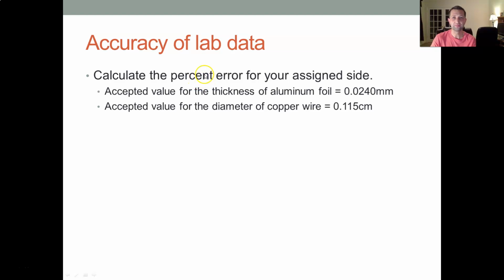Whatever you did for the precision data, where you had to find the average deviation, if you were the copper group or the aluminum group, you'll do the same thing here. So calculate the percent error for your assigned set of data. The accepted value for the thickness of aluminum foil is 0.0240 millimeters, and the accepted value for the diameter of the copper wire that we used in the lab is 0.115 centimeters. So take a minute and use these accepted values. This accuracy is a little bit quicker because you don't have to do all that subtraction like you did for average deviation. Go through, find out what your percent error is, and we'll go from there.